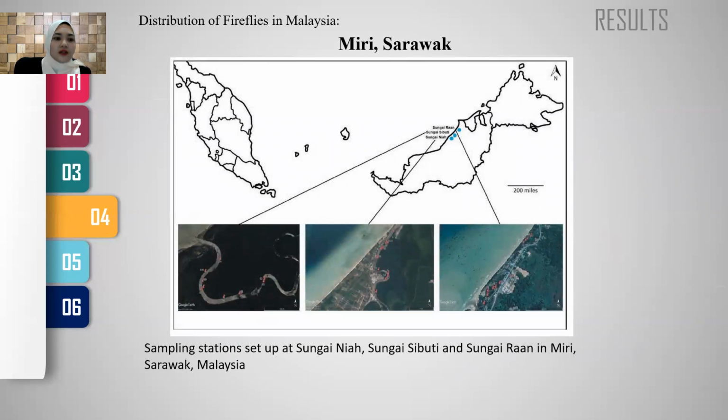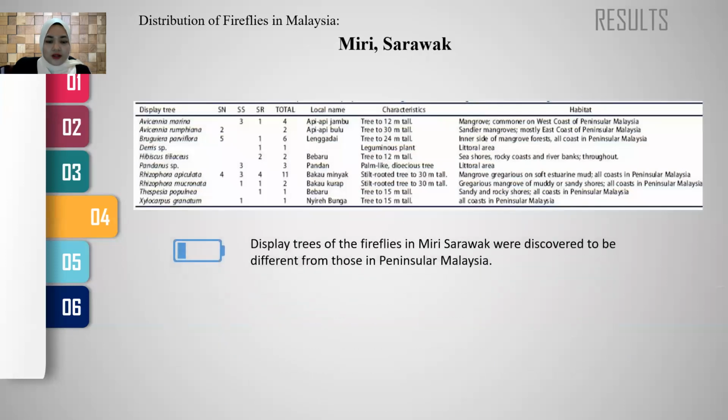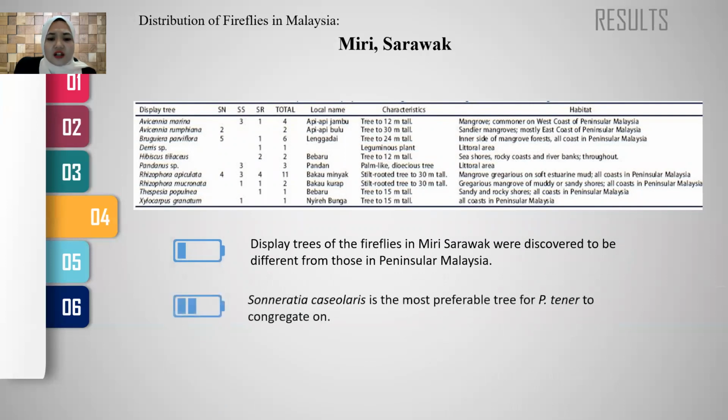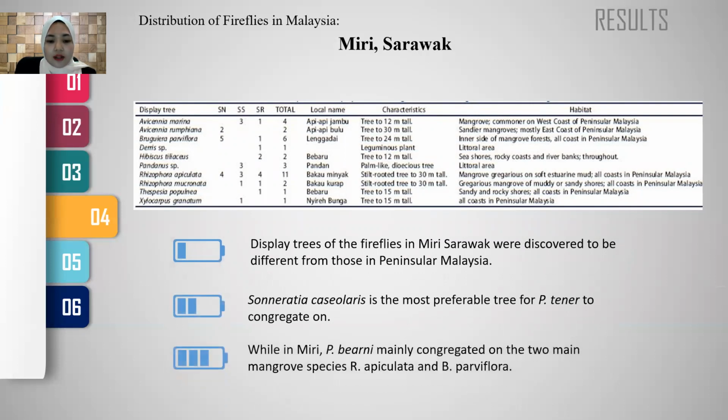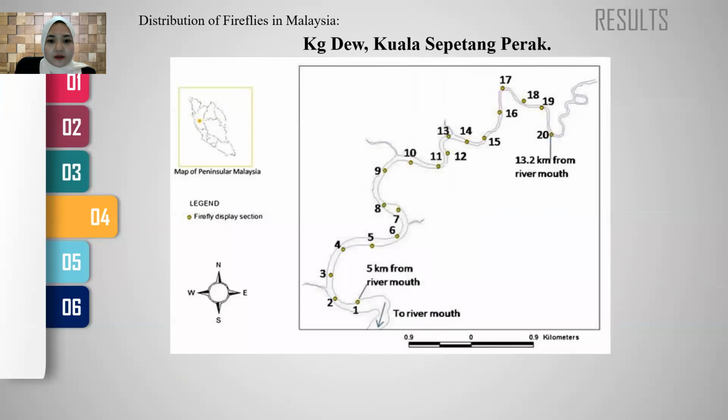they carried out 3 sampling sections altogether, in neighboring cities at Sungai Niah, Sungai Sibuti, and Sungai Raan. So the display trees of fireflies in Miri were discovered to be a bit different from those in Peninsular Malaysia. Sonneratia caseolaris is the most preferable tree for Pteroptyx tener to congregate on, while in Miri, Pteroptyx bearni mainly congregated on the 2 main mangrove species, R. apiculata and B. parviflora. Kampung Diu, Kuala Sepetang, Perak.